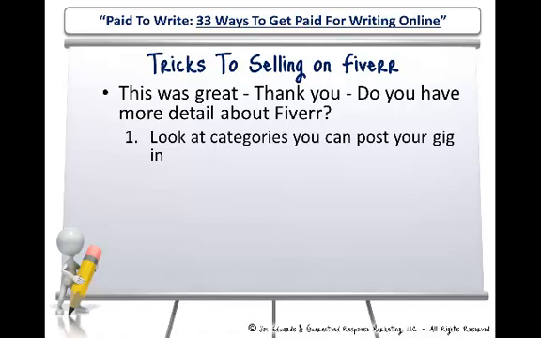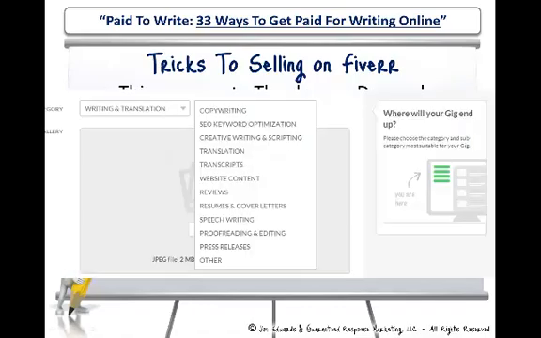So what you should do, or make sure you're doing, is look at the categories you can post your gig in. So when you're actually setting up your gig, and if you're posting in writing and translation, the main subcategories are copywriting, SEO, keyword optimization, creative writing and scripting, translation, transcripts, website content, reviews, resumes, cover letters, speech writing, proofreading and editing, press releases, and other.